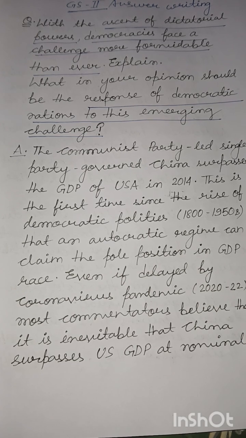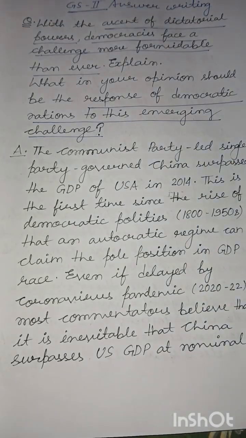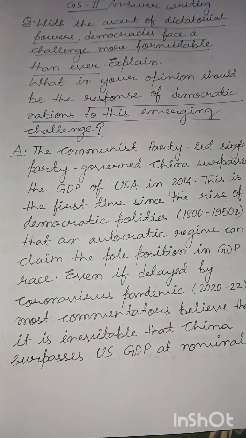With that, as you can see, the question has two parts as usual. In the first part, you have to talk about how the present day rise of autocratic or dictatorial powers is different, in the sense that the challenge they pose to democracies is more formidable than ever. In the second part, you have to talk about what, in your opinion, should be the response of democracies to this emerging challenge.